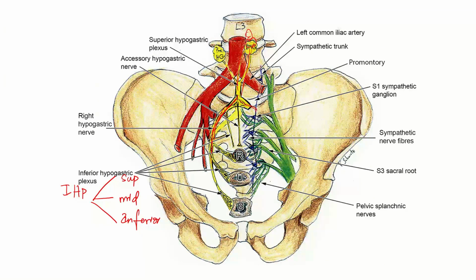The superior part supplies the cervix and uterus, and the middle part supplies the urinary bladder and rectum, creating a sensation of fullness. The inferior portion supplies the contractor muscles of rectum and bladder, which are helpful for defecation and urination.